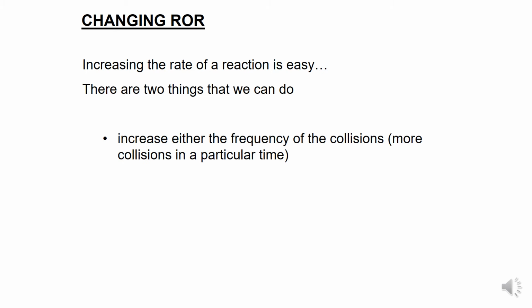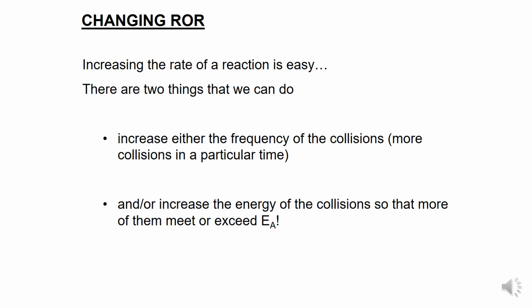So thinking about changing rate of reaction, increasing the rate of a chemical reaction is fairly easy. And there are two things that we can do. We either increase the frequency of the collisions, and that means having more collisions in a particular time, or we increase the energy of the collisions so that more of them meet or exceed activation energy. Now we can do both of those at the same time. Ordinarily we'd do one or the other. Now the term frequency here, that is really important. We'd never want to say more collisions. Okay, frequency of collisions is extremely important just to bear in mind as a key term.